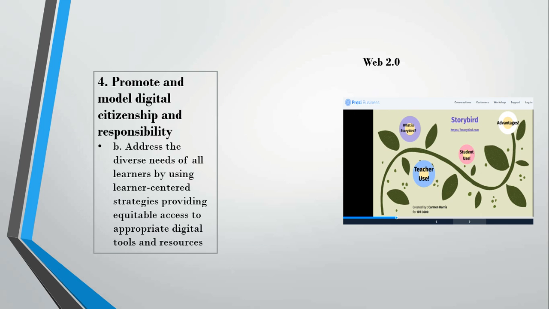The last one that I chose was Web 2.0. I feel like this ties in with 4B. So it can address the diverse needs of all learners by using learner-centered strategies, providing adequate access to appropriate digital tools and resources. So with Web 2.0, you can also be monitoring what the students are doing, just like whenever I used Storyboard, it had the option to where you could watch and see where the students are and what they're doing on the screen as they are doing it.